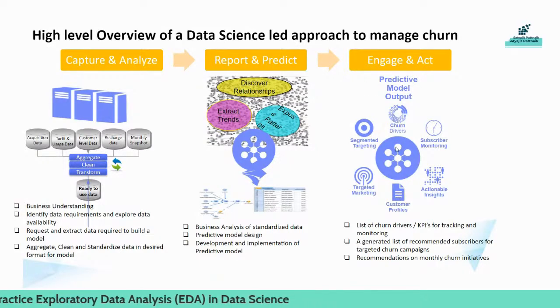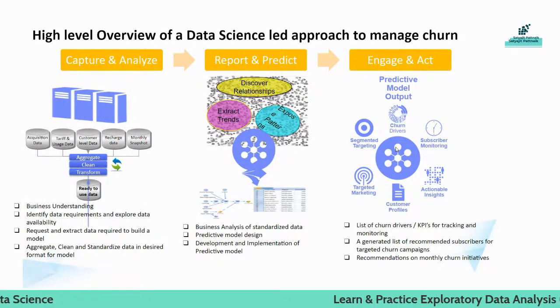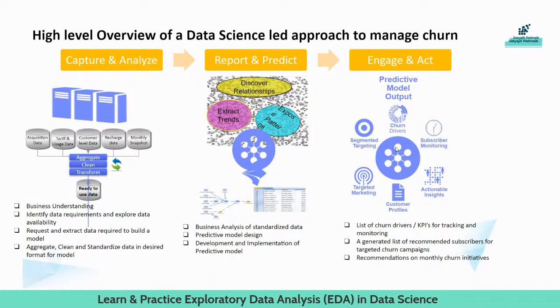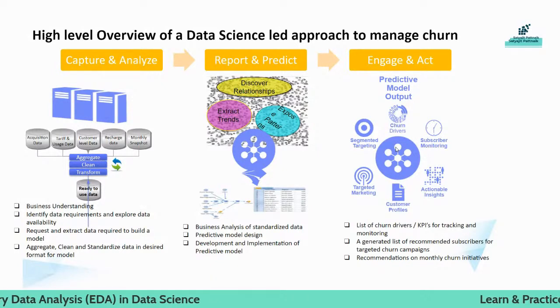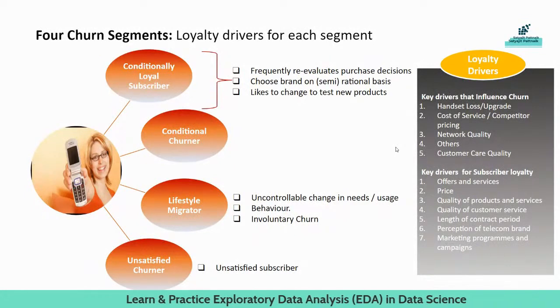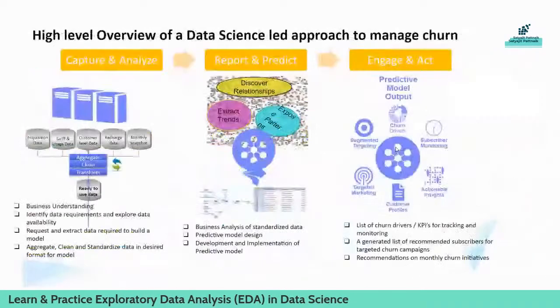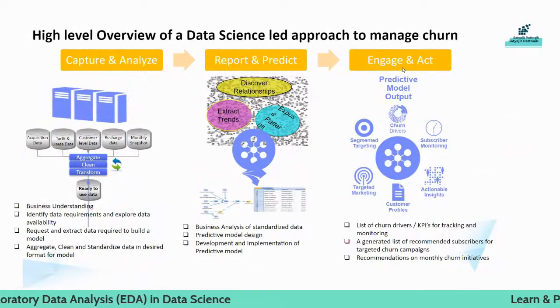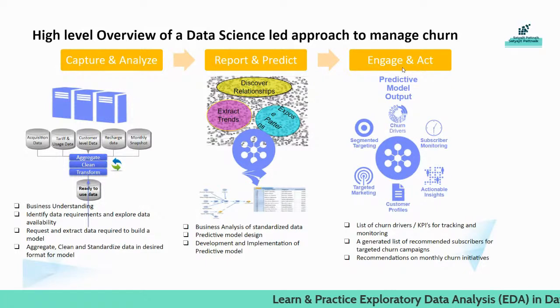Now this step is engaging and acting. What is engaging and acting? Once you understand the type of customers, then you probably build some recommendation engine, or try some clustering techniques to understand which category they fall in. Okay, I know that these 1,000 customers are going to be churned, but out of these 1,000, which categories are they falling in? Are they conditionally loyal? Are they conditional churners? Are they lifestyle migrators? These are the things you do in engaging and acting, and you also get in touch with your sales department and your higher management to understand what needs to be done.